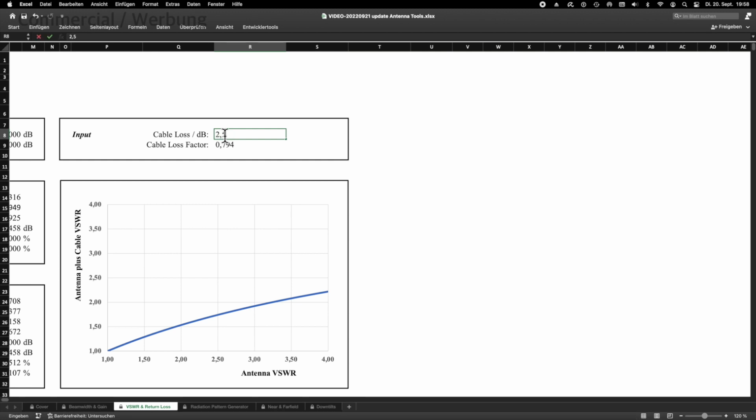We simply use the attenuation of our own antenna feeder cable. Let's say it's 2 dB. And already we get a graphic that we can print out for our purpose. The graph tells us that if we measure a VSWR of 1.5 at the transmitter, for example, then the VSWR at the antenna is actually almost 2.0.